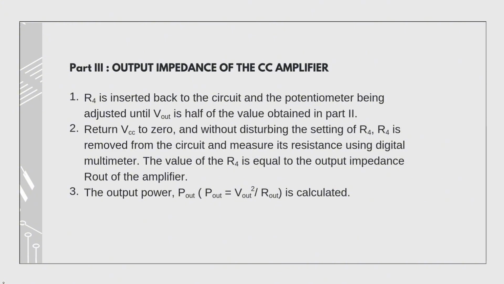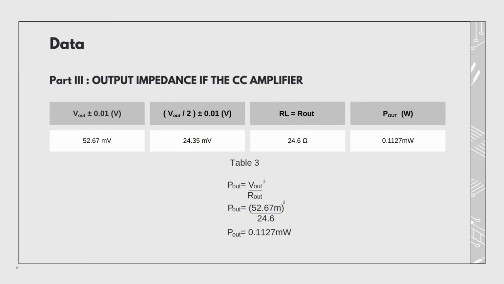The value of R4 is equal to the output impedance Rout of the amplifier. Next, the output power, Pout, is equal to Vout squared over R. This is the calculation to get the Pout. Firstly, the value of Vout, which is 52.67 millivolt, squared, and divided by the Rout, which is the RL, 24.6 ohm, and the answer is 0.1127 milliwatt.